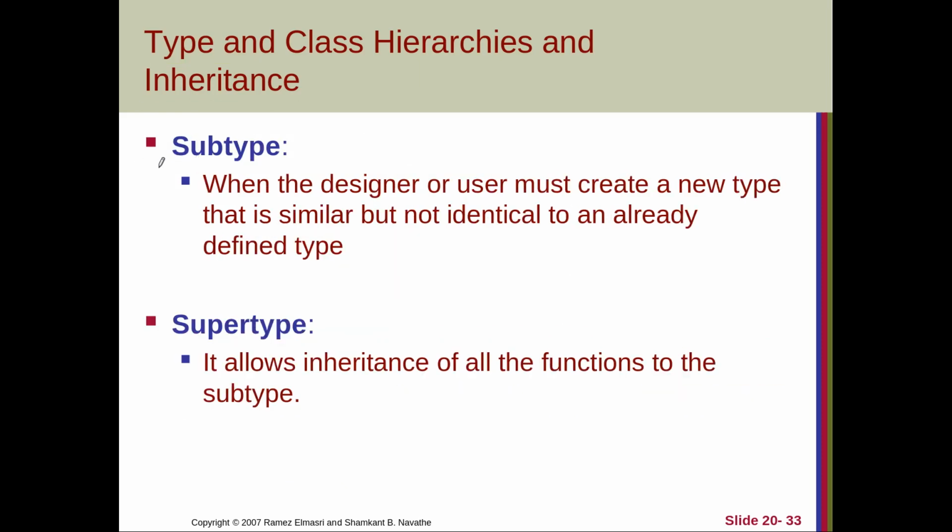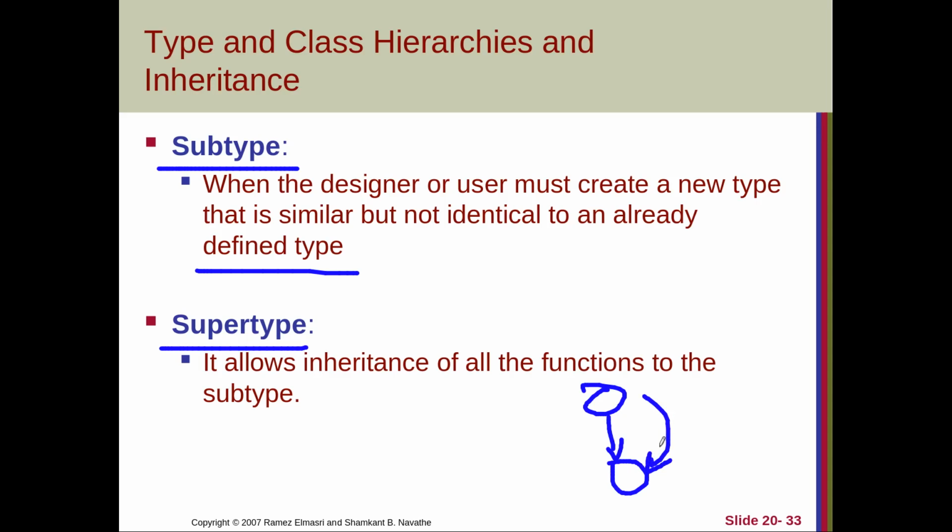Now we can define two terms, a subtype and supertype. What are subtype and supertype? As you know, superclass and subclass, it is similar to that. A class has a superclass and subclass. Similarly, a type has a supertype and subtype. So what is a subtype? When a designer or user creates a new type that is similar but not identical to an already defined type, that is called a subtype. So I will be creating a new type from a base type. It is not exactly the same, but some properties are inherited here. This is called a subtype. Now what is a supertype? It allows inheritance of all the functions to the subtype. It allows inheritance, which means the creation of a new type is permitted by this type. So this is called a supertype, exactly similar to superclass and subclass.